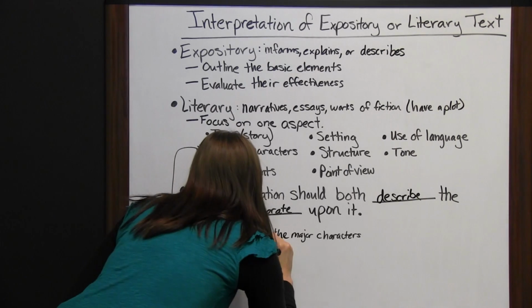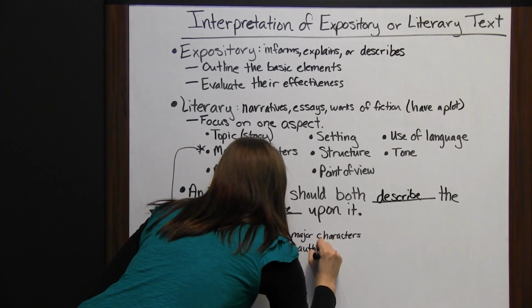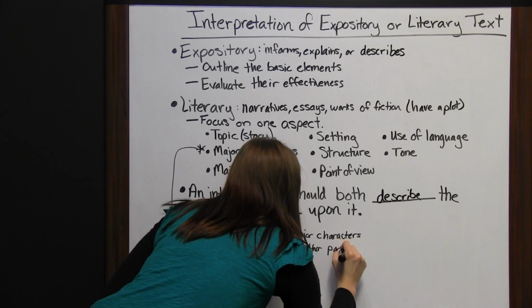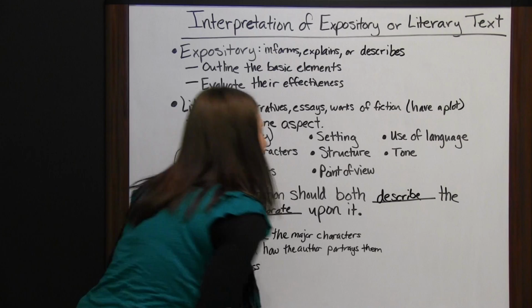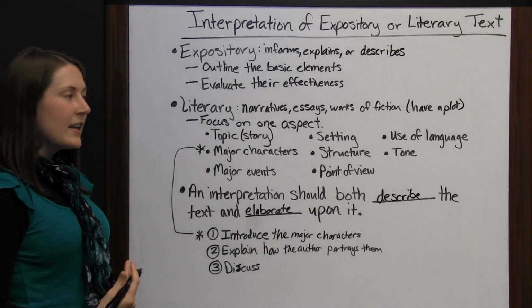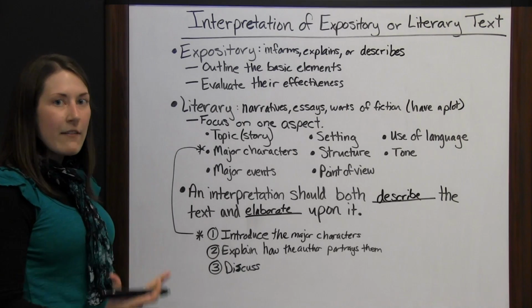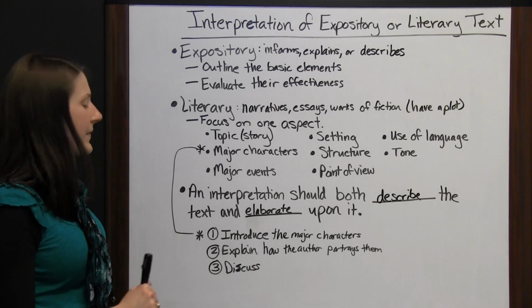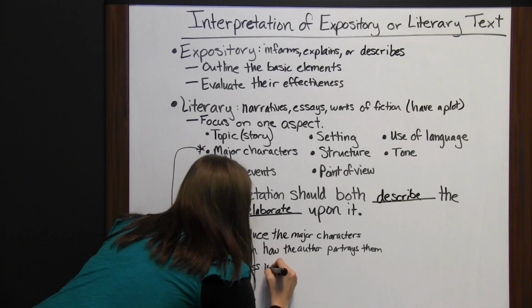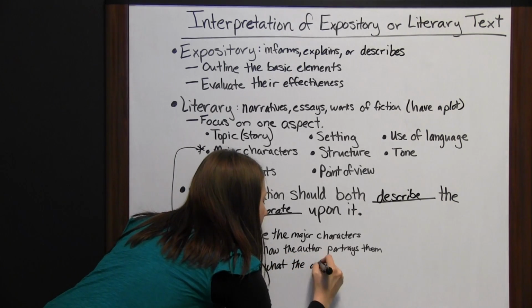Then, explain how the author portrays them. Are they liked by other characters? Are they meant to be a villain or a hero? Are they just an everyday Joe? How does the author portray these characters? And then discuss what the author's purpose was.